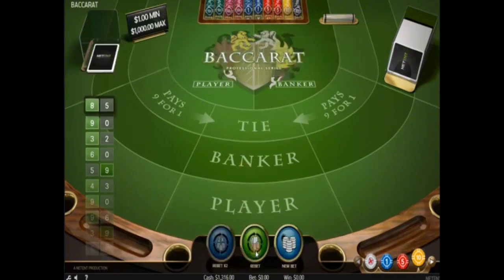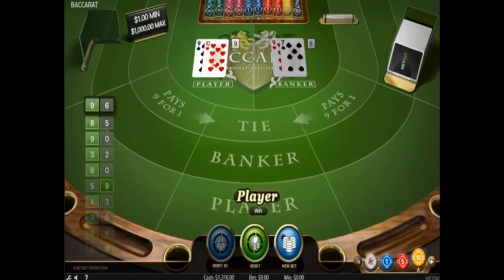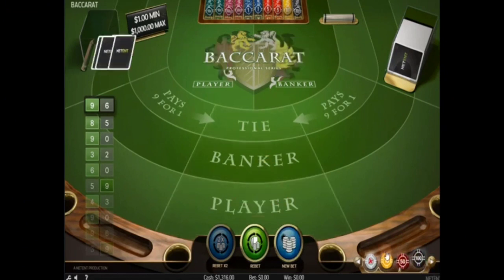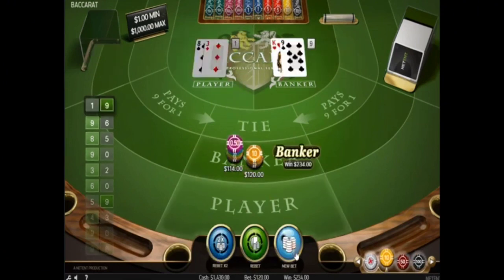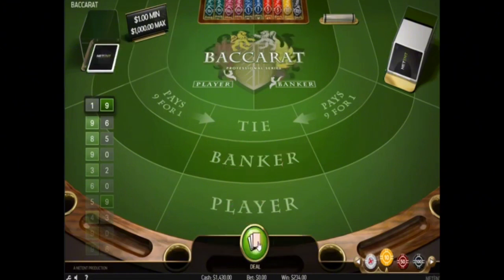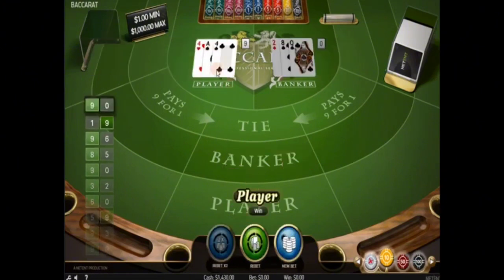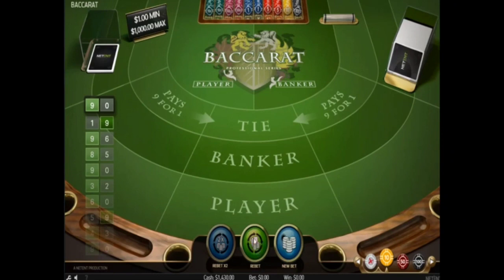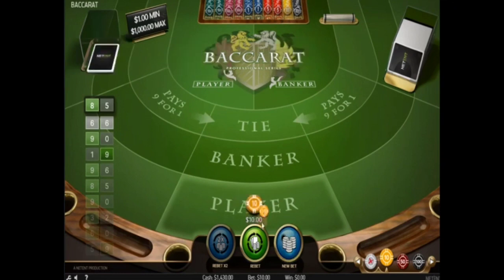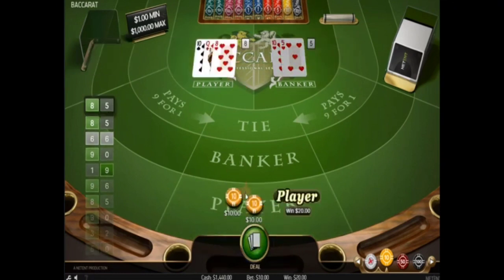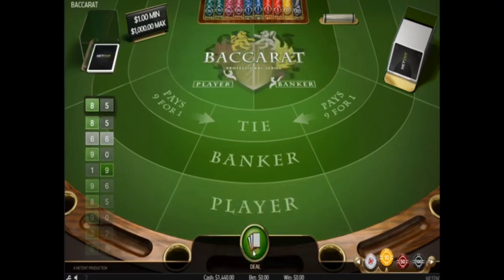Player 1. Player shows an odd number. So we're going to go to 120 here because of how much money I've put out there so far. Cash flow there. All right. So stressful. Player 1. Player, we don't care about the tie. Player shows an even number. All right, now we're back on the cash flow train.